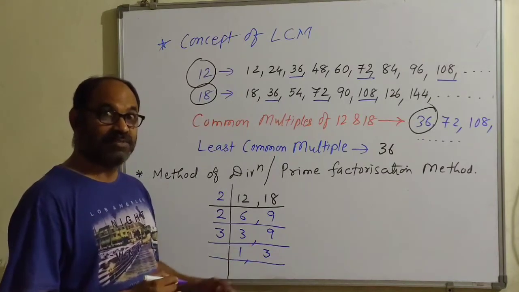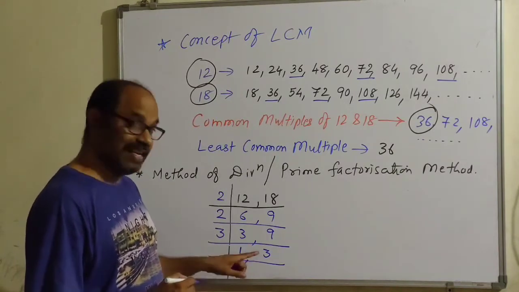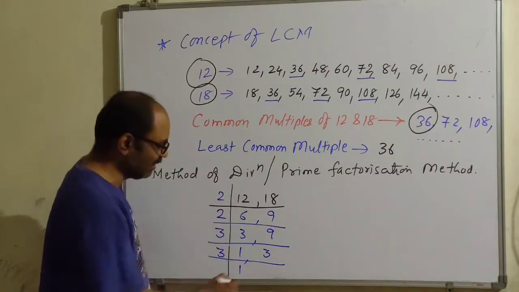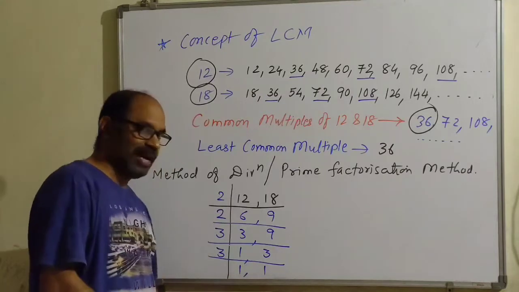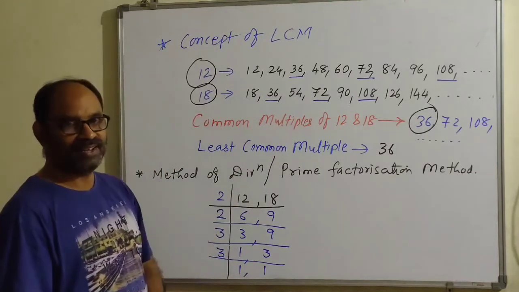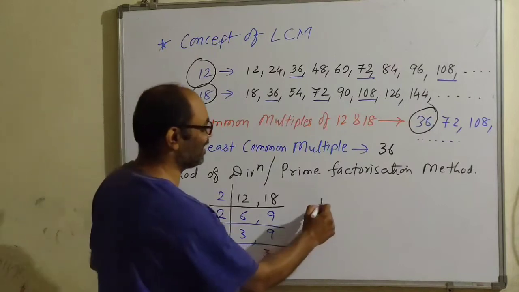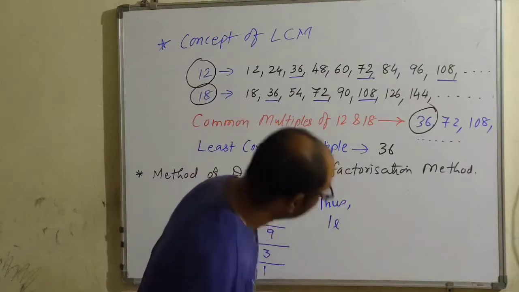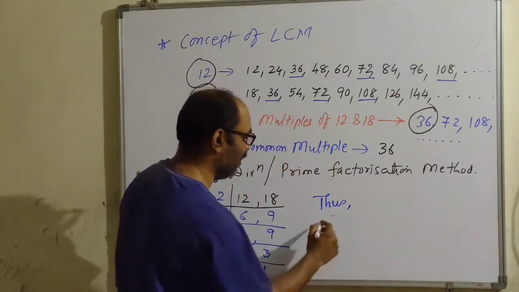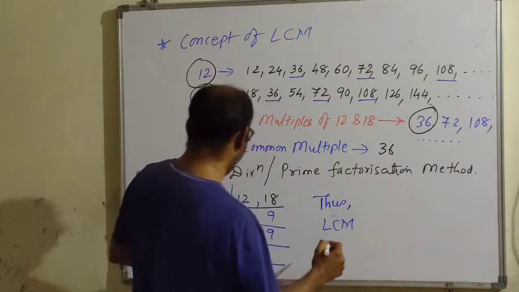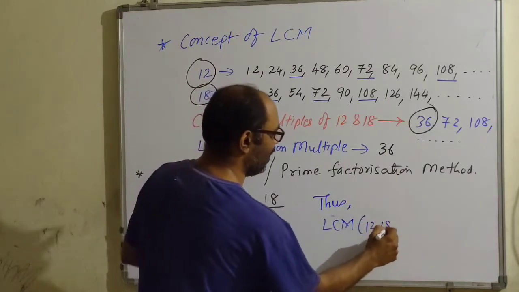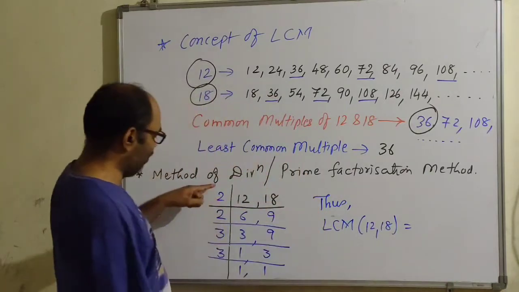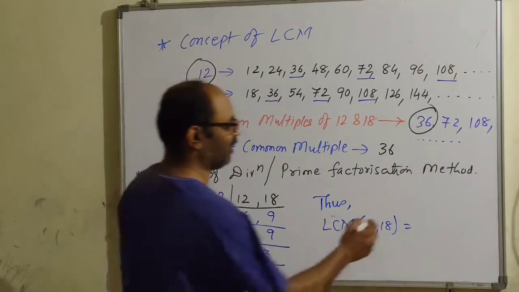Is any of these two numbers divisible by 3? Yes, the second number. So write 3. 1 is not divisible, so it remains as it is. And 3 ones are 3. Till you get ones, you have to find the factors. Thus, LCM. I'll use capital everywhere. Okay? LCM of 12 and 18 is equal to, children, write the product of all these prime factors.